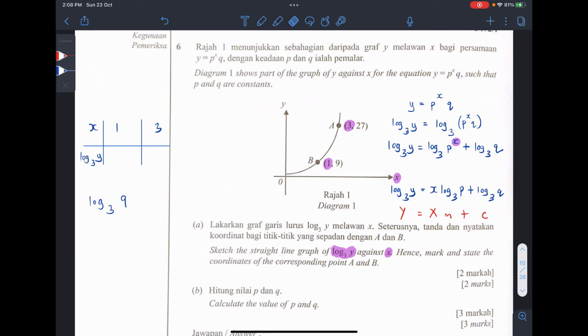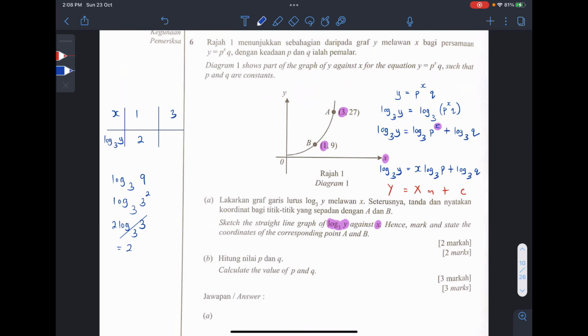Now, is it possible for us to change this into something else? Yes. Log base 3 of 9, 9 is actually 3 squared. I can bring the square down. It will become 2 log base 3 of 3. And you guys know what to do, right? Log base 3 of 3, that's just going to cancel out. And all that you'll be left with is just a 2. So I'm just going to put a 2 right in my table. Okay? And I'm going to be doing the same thing with log base 3 of 27. So log base 3 of 27, we can change it to 3 to the power of 3.